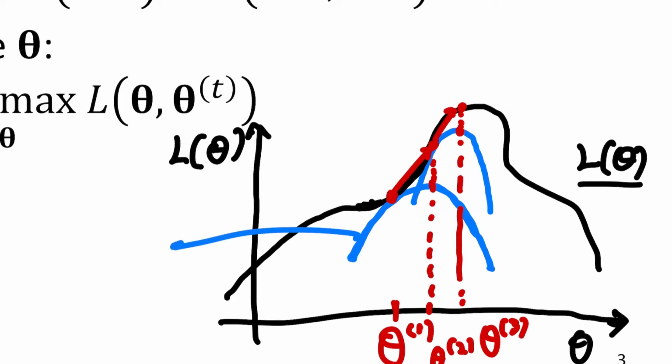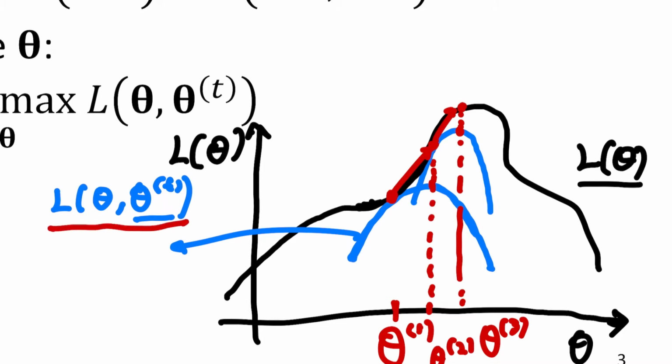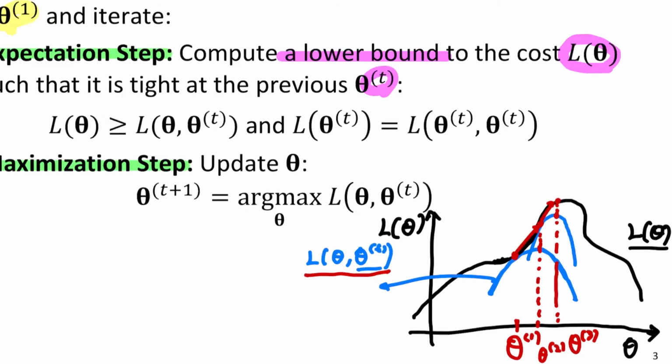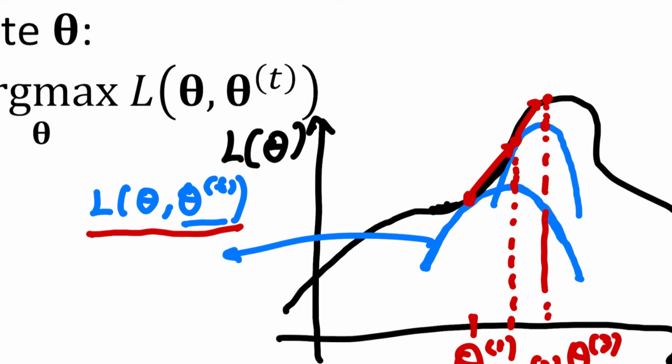Okay, so in here we call this the L of theta and theta t. So here the theta t means the previous theta, and this term is defined given previous theta t. Okay, so today we will see what the L of theta and theta t is, and how you can optimize this one.